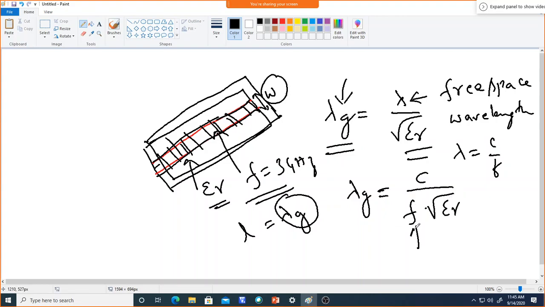So for a particular frequency you can calculate lambda g. Based on that lambda g, you will find the length of the strip line we need to design. Okay, so this is how the design calculation will happen.